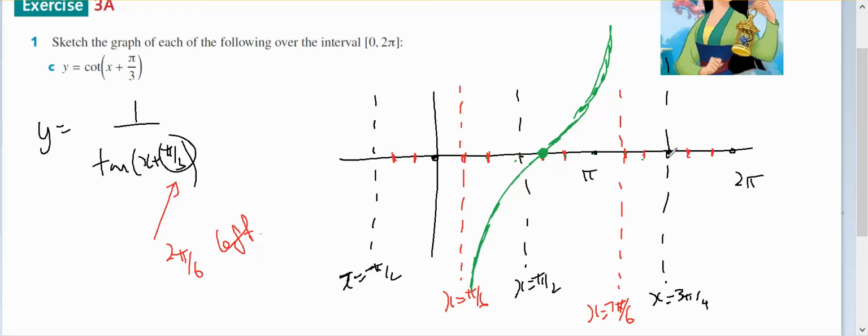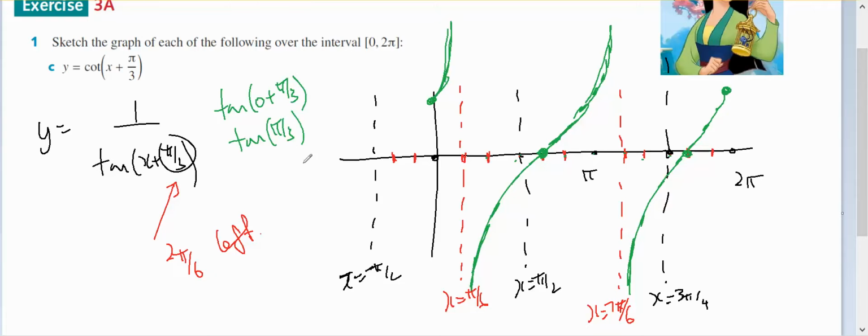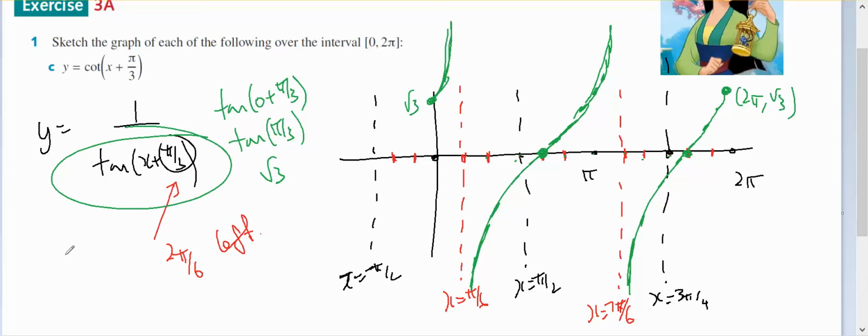And we'll finish there. And then the last one will start there and go up towards the asymptote. So what is the tan of 0 plus pi on 3? What is the tan of pi on 3? That's going to be root 3. So the cot of that is going to be 1 on root 3, and that is the tan of x plus pi on 3.